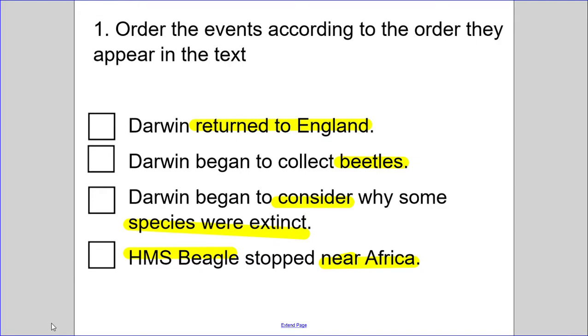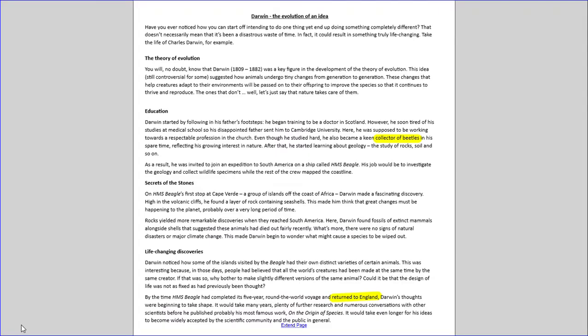Next one. He began to consider why some species were extinct. So let's have a look. I'm skimming and scanning here. Well, maybe this bit. This made Darwin begin to wonder what might cause a species to be wiped out. Now, it hasn't got exactly the same words, but wonder means the same as think or consider. What might cause a species to be wiped out? Would that mean the same as to go extinct? They didn't exist anymore? I think it does mean the same.